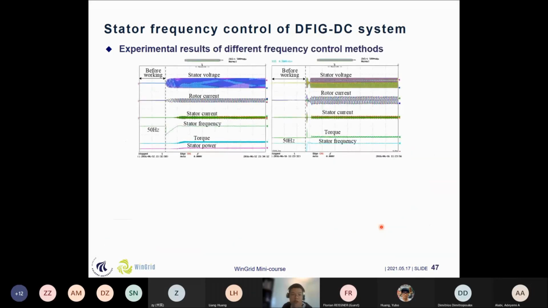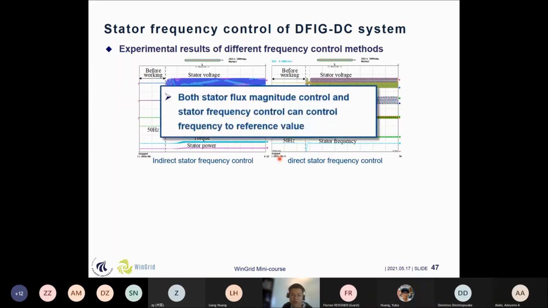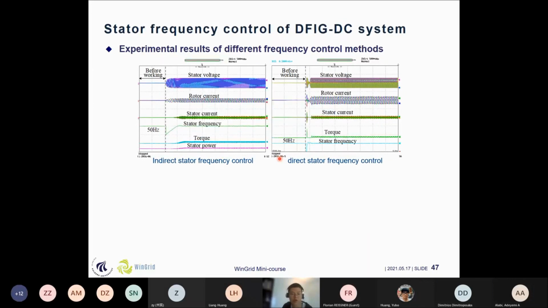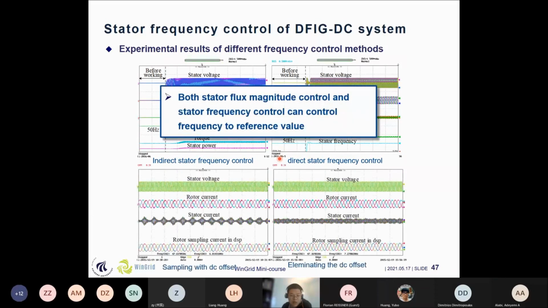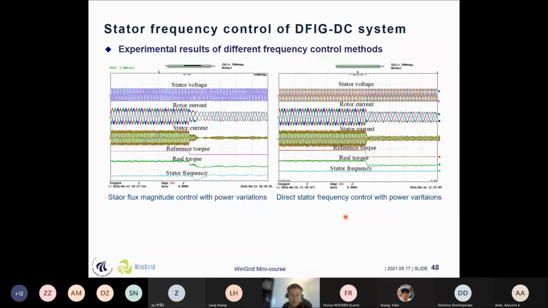And these are the experimental results. We can see that the indirect stator frequency control and the direct stator frequency control can both control the stator frequency to the rated 50 Hertz. But when we consider some DC offset, you can see that it has a very bad effect on the control performance. But if you eliminate the DC offset, it becomes better. So both these two methods are affected by the DC offset.